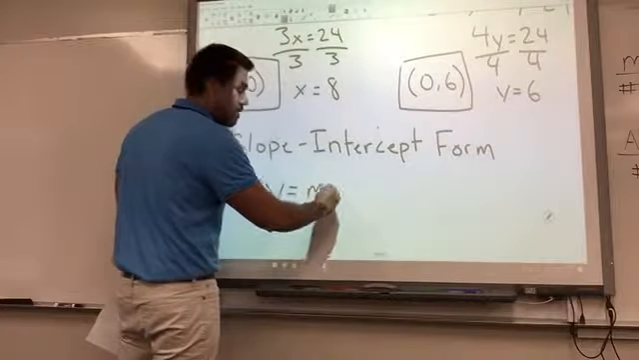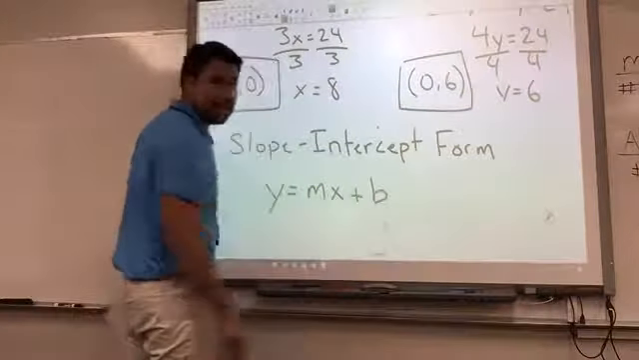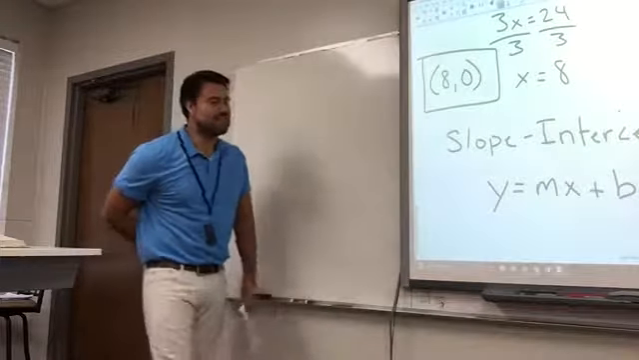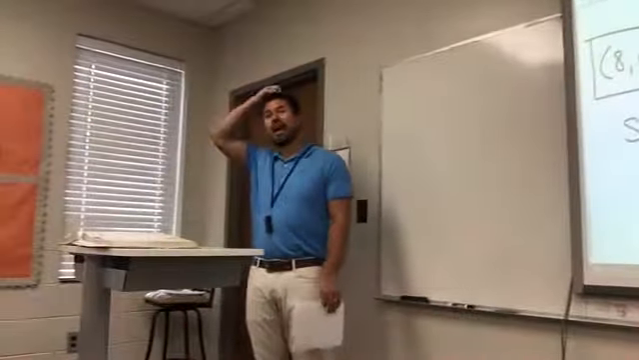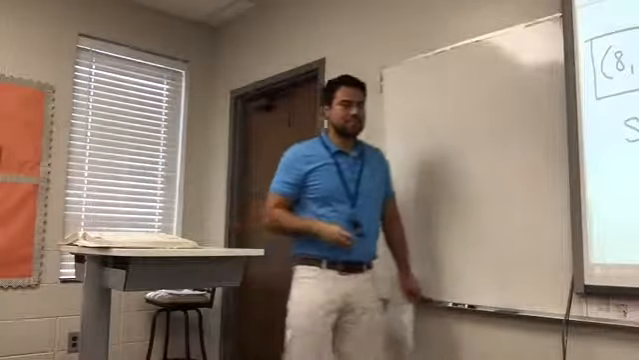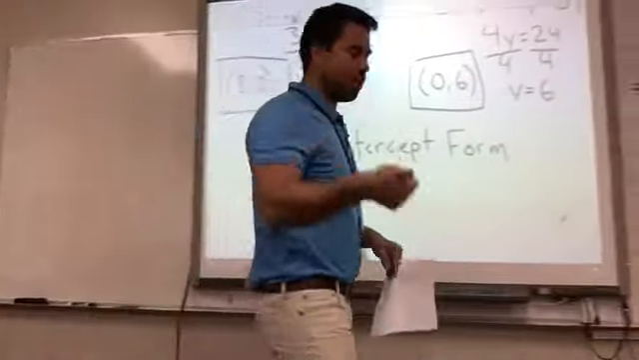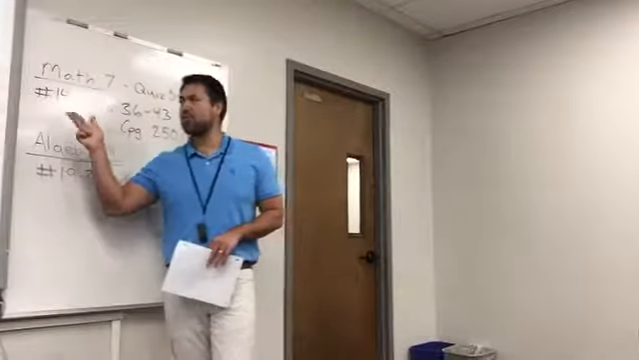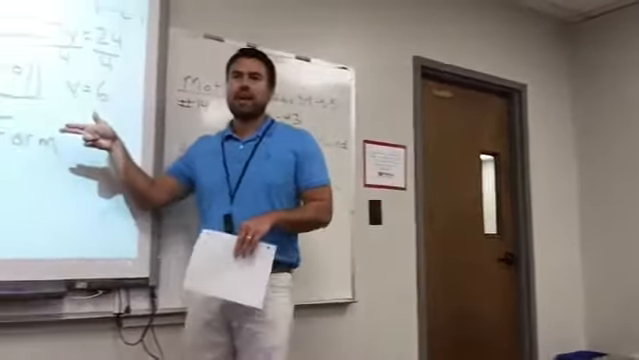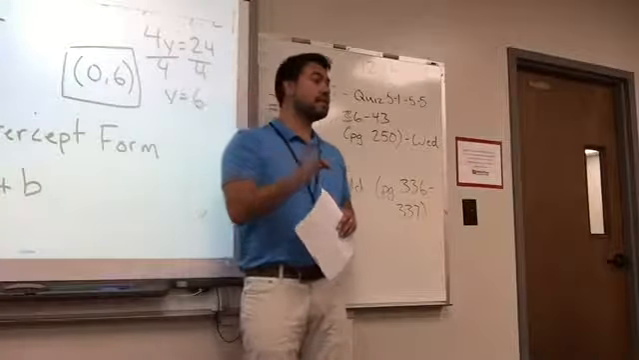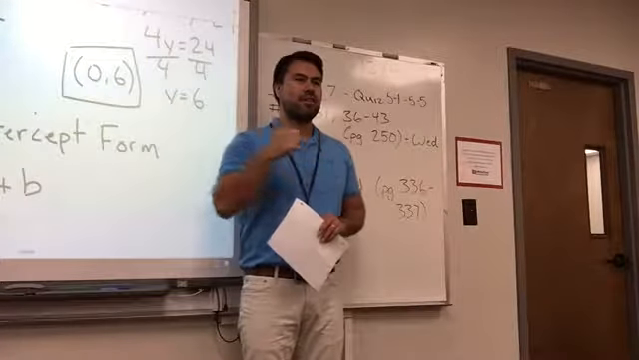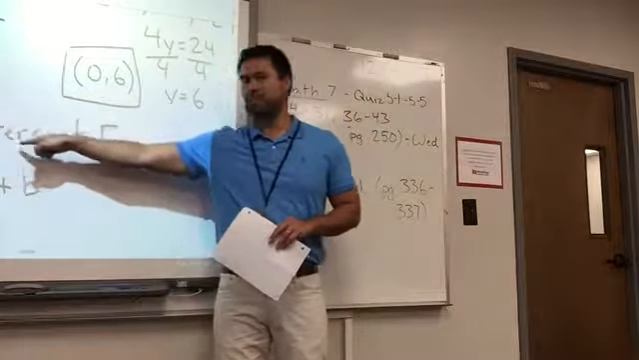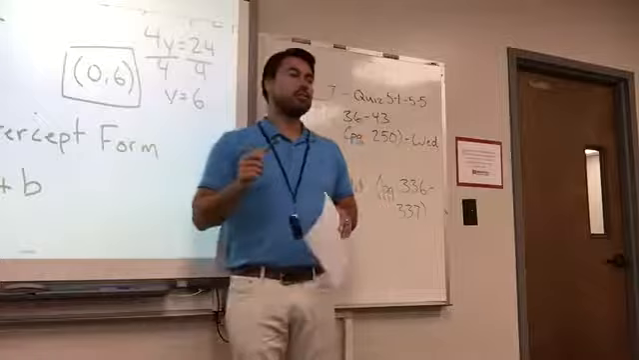Y equals mx plus b. That's a key form. In fact, we've looked at standard form. We've looked at point-slope form. And this is our third form, slope-intercept form. Which one do you think is going to be the easiest way for us to graph? Slope-intercept form. Let me tell you this right now.